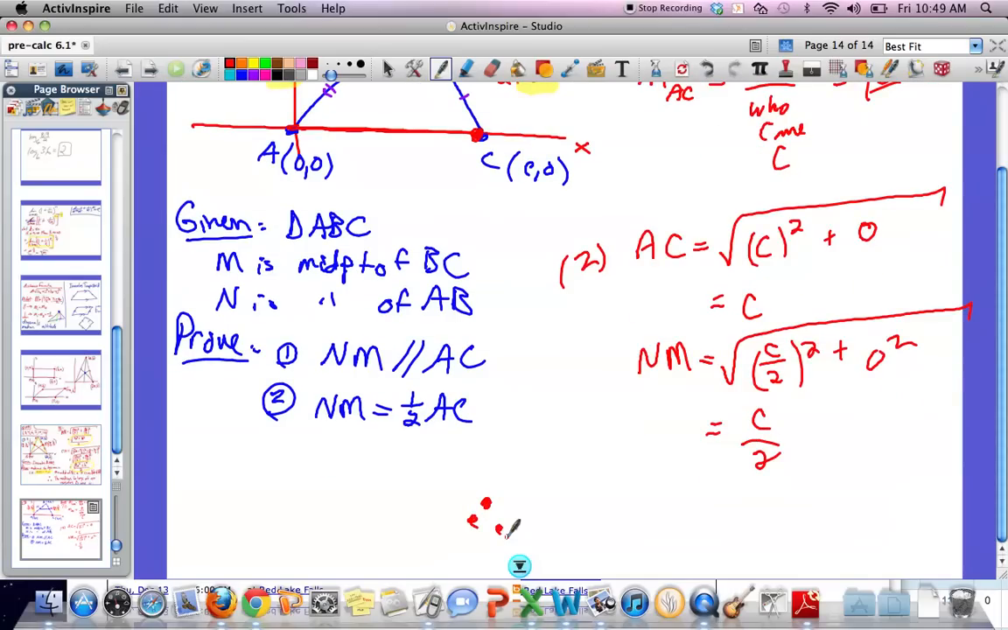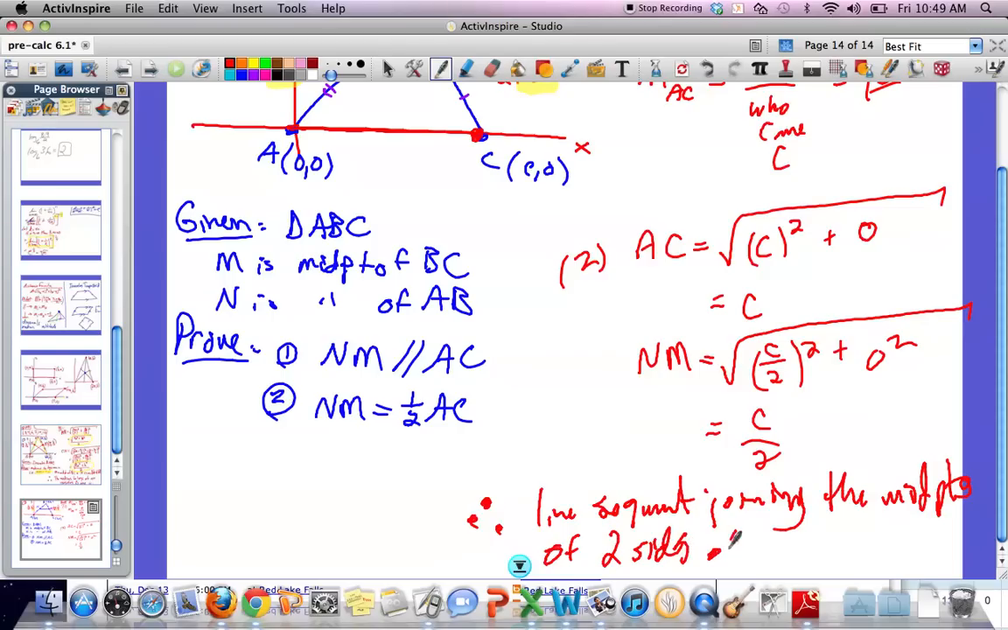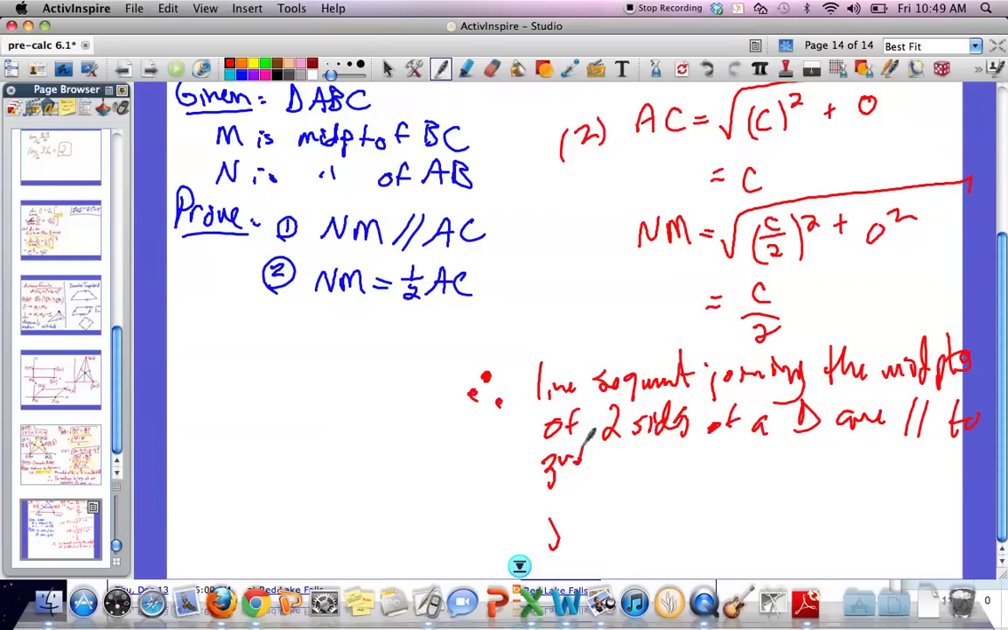Therefore, now you can write it in words. What am I going to write? Therefore, the line segment joining the midpoints of two sides of a triangle is parallel to the third side and half of the length.